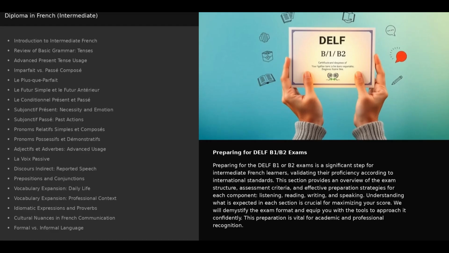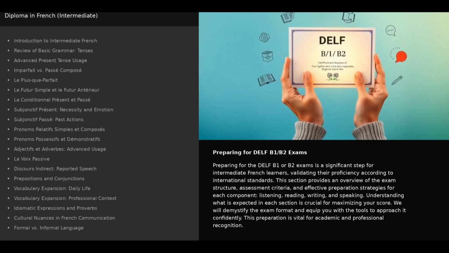Preparing for DELF B1, B2 exams. Preparing for the DELF B1 or B2 exams is a significant step for intermediate French learners, validating their proficiency according to international standards. This section provides an overview of the exam structure, assessment criteria, and effective preparation strategies for each component: listening, reading, writing, and speaking.